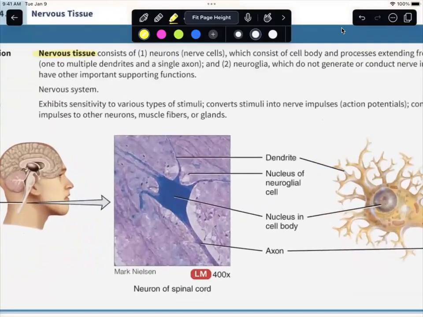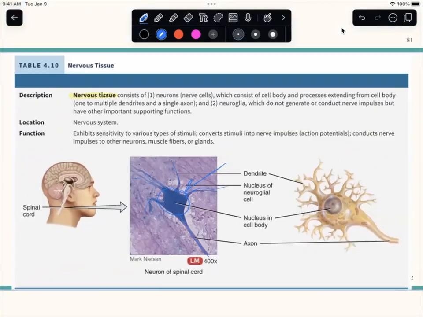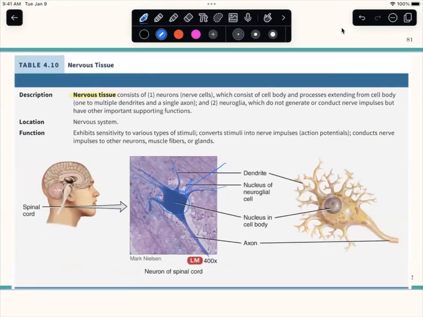But this darkly colored cell here, that is a neuron. This is one type of neuron. In this neuron, we have a cell body. All of these little branches coming off are known as dendrites, sorry. Those are dendrites that are coming off. And then we have a very long axon on the other side.